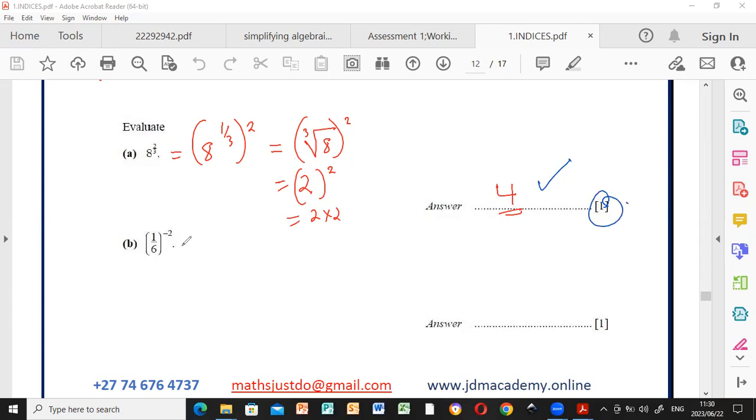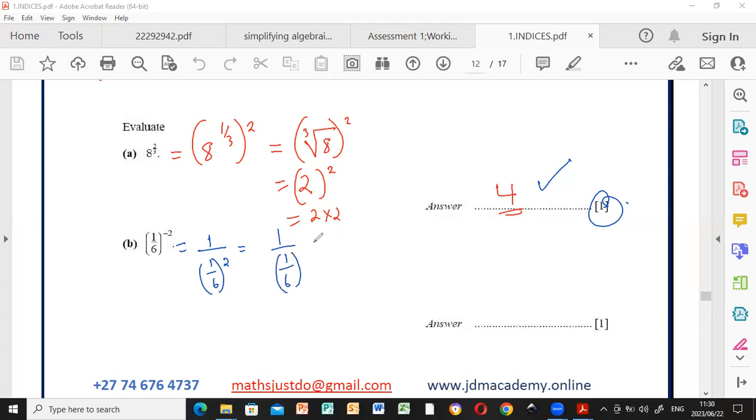Okay, let's quickly move on to the next part. 1 over 6 in brackets, the power of minus 2. This is the same as 1 over 6 by applying the laws of negative powers to the power of positive 2. So this is 1 over, what is 1 to the power of 2? We get 1. 6 to the power of 2, we get 36.